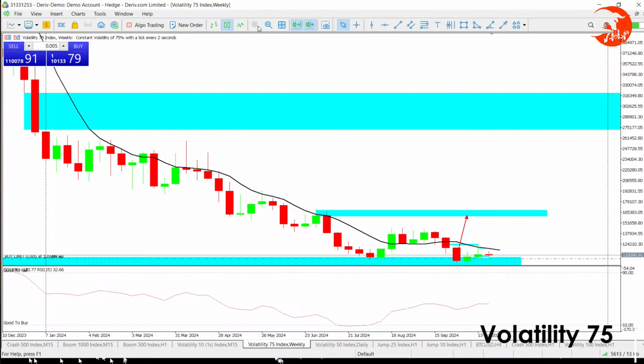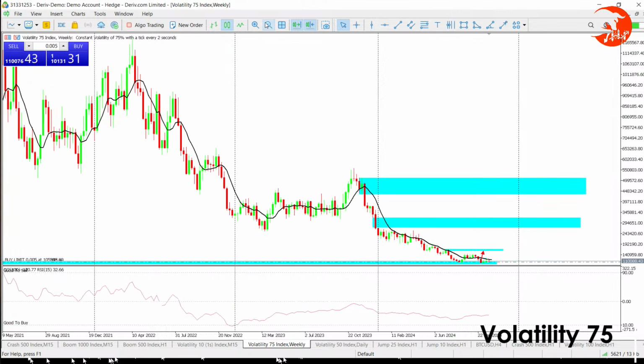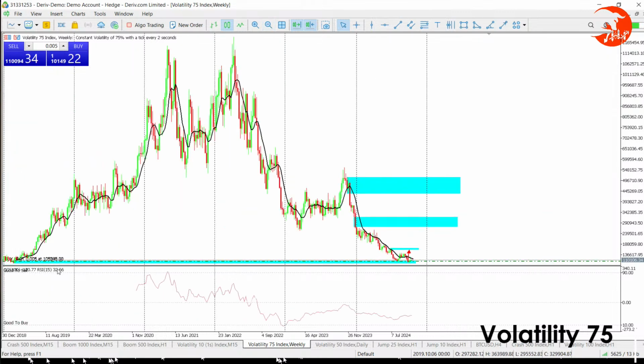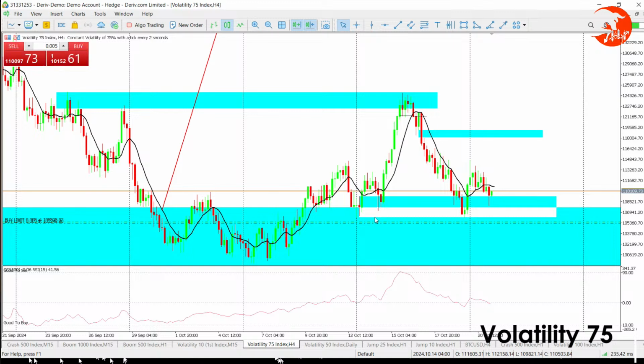We had to return to that weekly OB there. It is a weekly OB that we can see all the way from this other side. Now all I can do is head back to daily and see what is happening. We may have finished the retest on the daily, but still we have low momentum, and H4 clearly is showing us that.